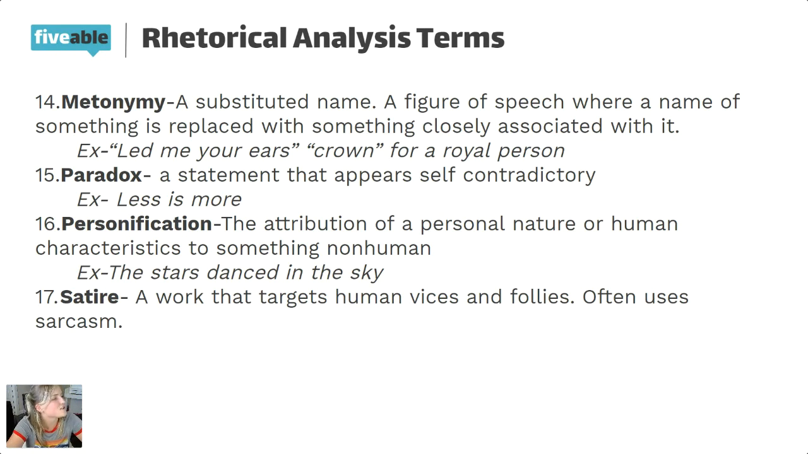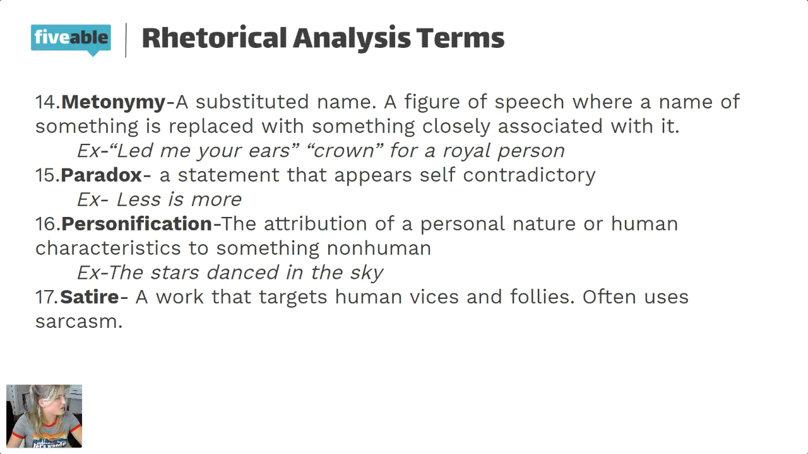And then personification. So, the attribution of personal nature or human characteristics to something that is non-human. So, the stars dance in the sky. Stars don't actually dance. That's pretty self-explanatory. But this actually brings up a good point that I want to make, which is that one sentence can have two rhetorical devices.